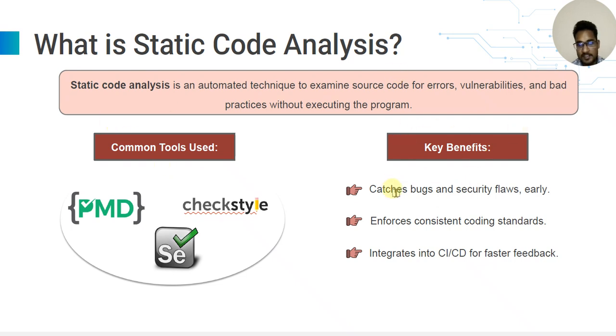Key benefits: catch bugs and security flaws early. If there are any bugs or security flaws, it catches them. So that is static code analysis. Enforce consistent coding standards, and integrate into CI/CD for faster feedback. This tool is monitoring, so the feedback is faster.